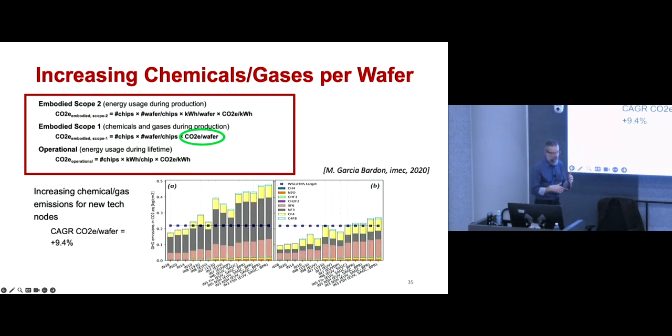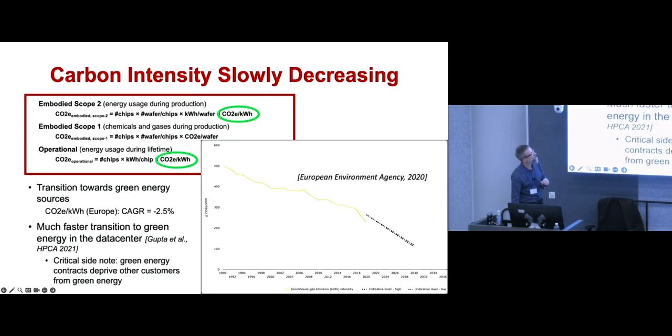That's because of more complicated manufacturing processes, so we need more chemicals and gases to clean the wafers and so forth. This is increasing by about 9.4% per year, according to this IMEC data. And then there's also some good news: the carbon intensity is decreasing worldwide. In Europe, it's decreasing about 2.5%. In different parts of the world, you would see different numbers. TSMC has also made commitments about using more and more green energy, so that's definitely going to help Scope 2 embodied emissions.